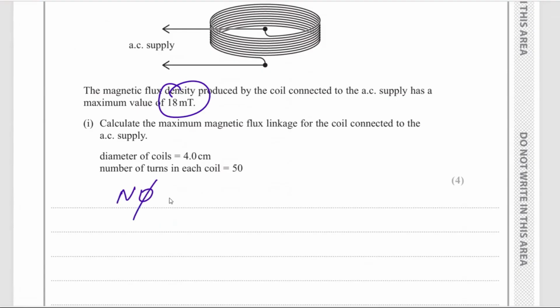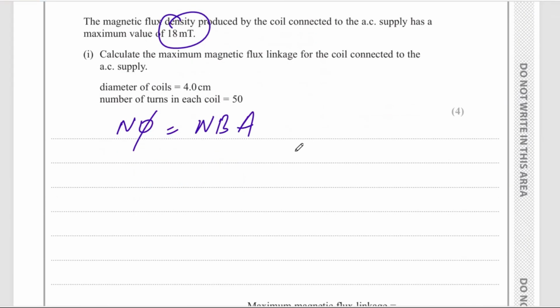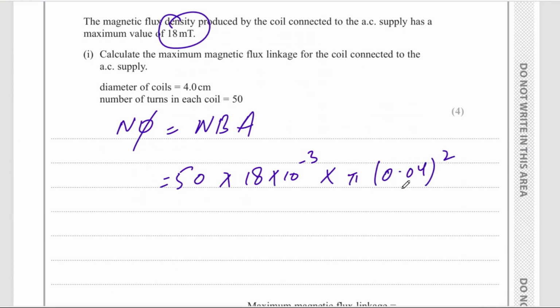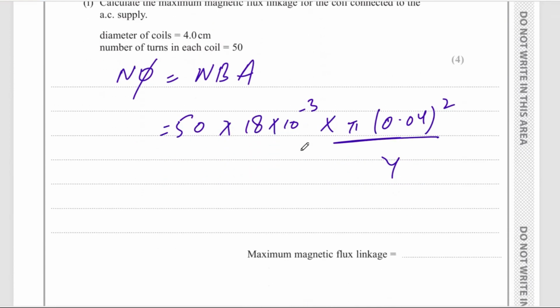It has to be N phi, and phi has to be BA, right? You've already got the number of coils, and these are 50. The magnetic field strength is already what we've got, 18 times 10 to the power of -3. The area can be calculated easily by using pi d squared upon 4. So d has to be 4 centimeters, which is 0.04 squared, divided by 4. And you just need to work it out, and you'll have something like 1.13 times 10 to the power of -3 Weber. That is how you're going to calculate the flux linkage. Remember that only phi is flux. If it is built up by the number of turns, then that is going to be N phi.